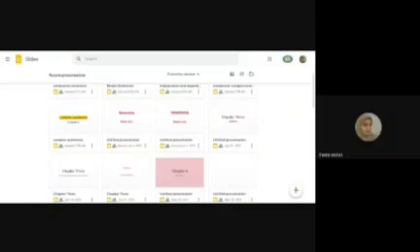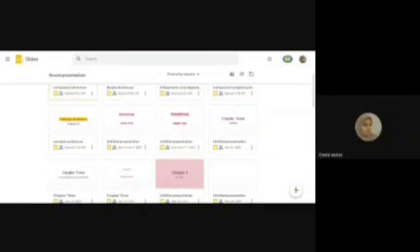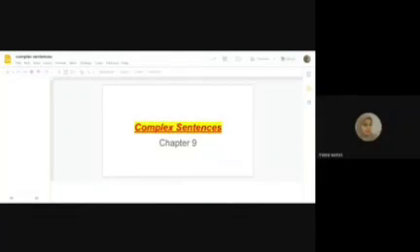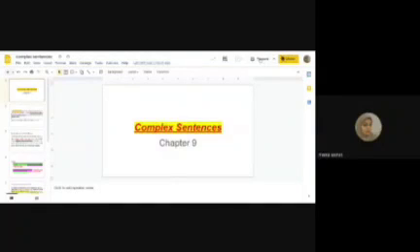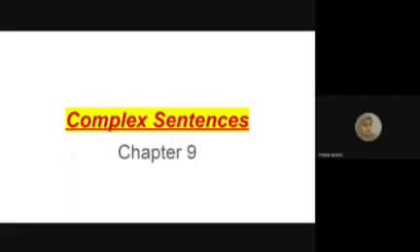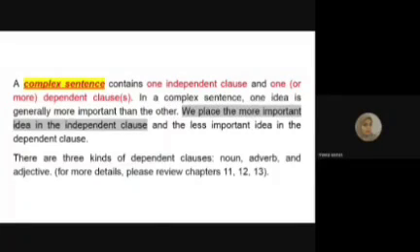So at the beginning, we reviewed clauses. We have two kinds of clauses. Then we reviewed simple sentences, then we reviewed compound sentences. Now we have to review the complex kind of sentences. So, what is meant by a complex sentence? A complex sentence contains one independent clause and one or more dependent clauses. The most important thing about a complex sentence is that it should contain at least one independent clause and one or more dependent clauses. I can write more than one dependent clause, but what matters is that I have different clauses: one independent and one dependent.